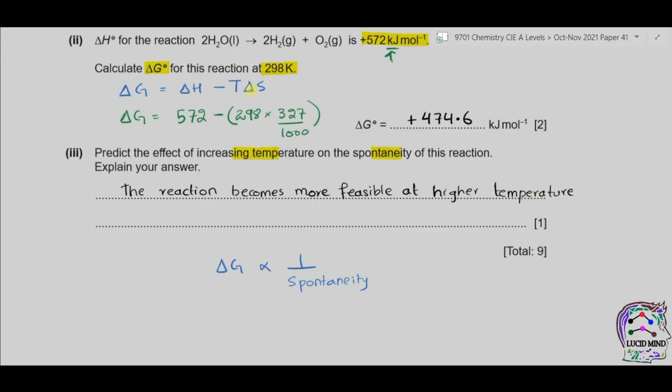And for this you can give the reason that T delta S will increase, or T delta S becomes more positive, or it increases. So when this value increases, automatically delta G will decrease and the reaction will become more feasible.